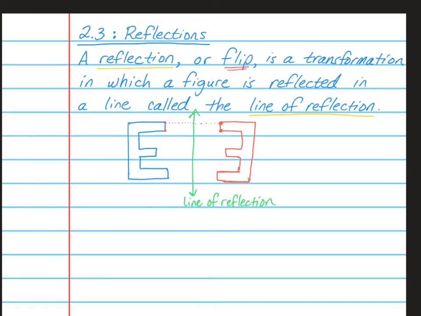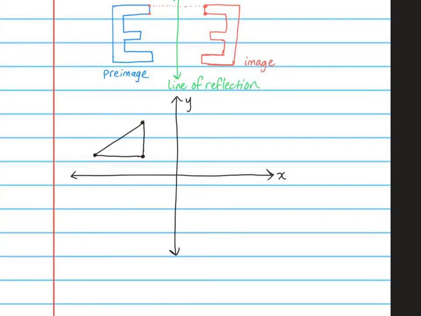Remember that just like when we did translations, the first image that you start with is the pre-image, and the new one that's formed is called the image. That's the case for all of these transformations. You start with the pre-image, and then the new shape is the image. How we're going to show that we know how to use reflections is by graphing. So I want you to go ahead and pause the video and create a graph like I did here.